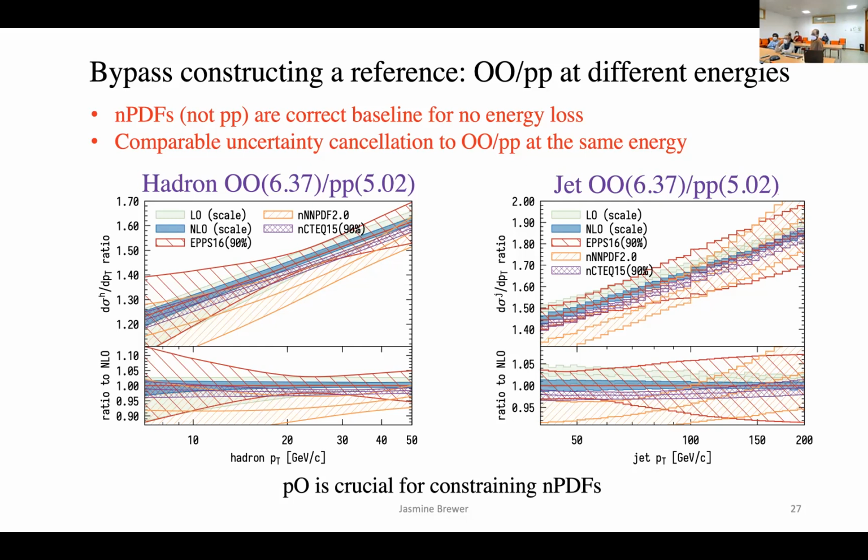Anyway, the uncertainties for oxygen are large because there are few experimental data that constrain, in particular, gluons for light nuclei. Basically, there is no data.